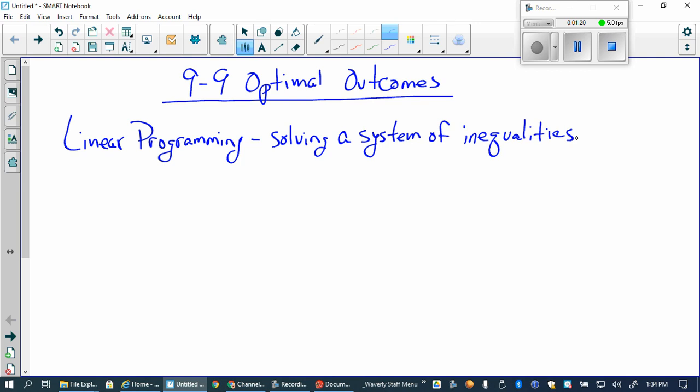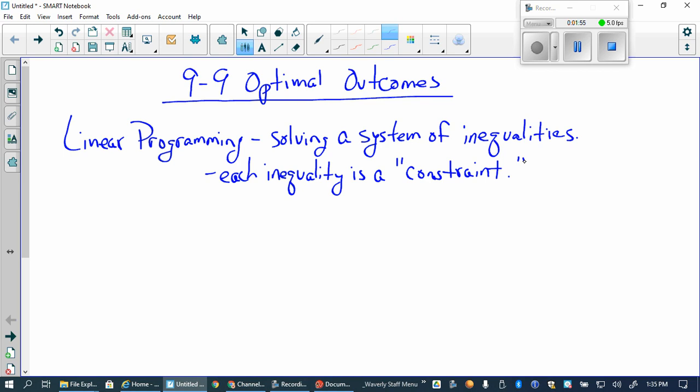And in the context of we're operating a business and making things and selling things, making and selling more than one item, right? So each inequality is what's called a constraint. Each inequality is a constraint.